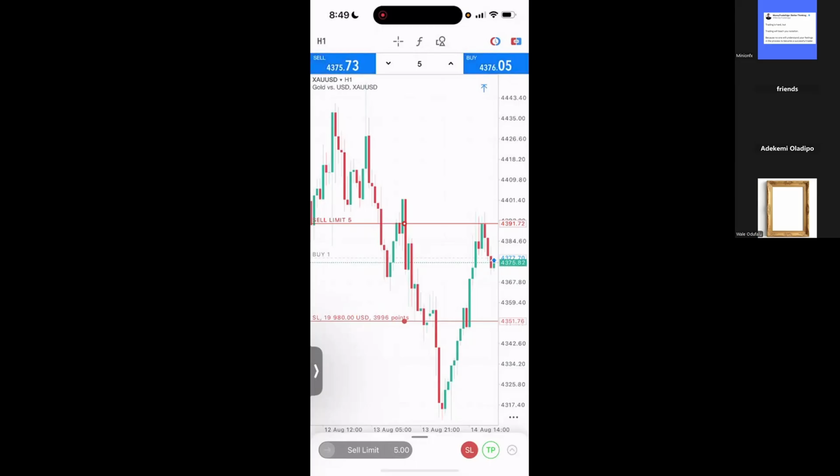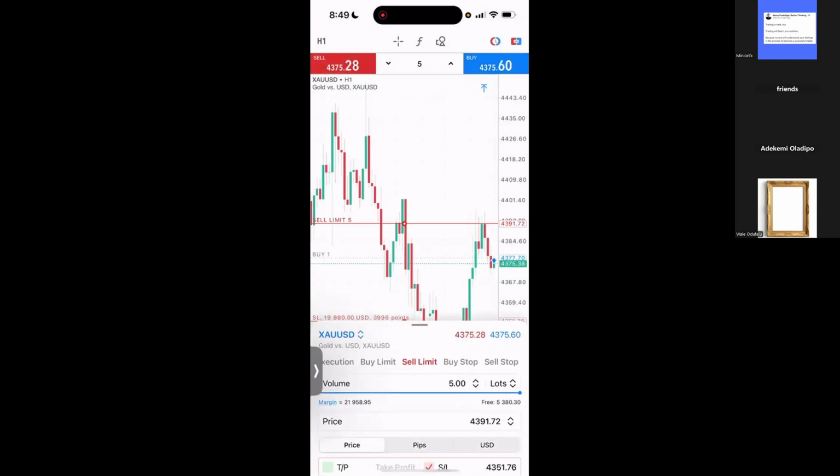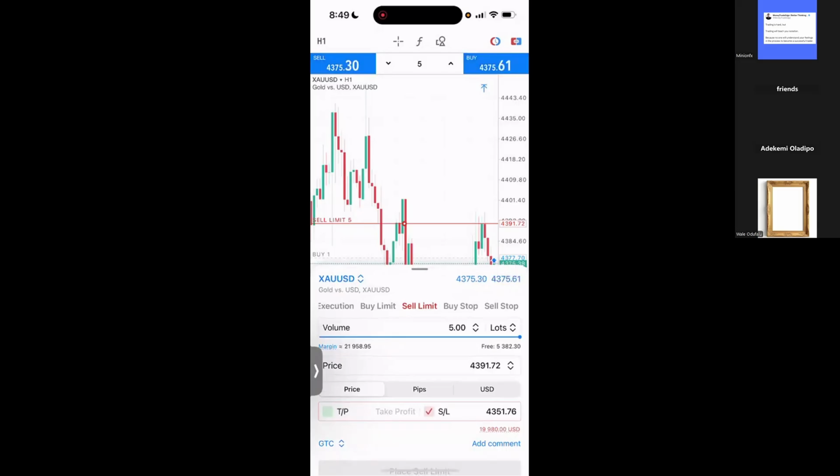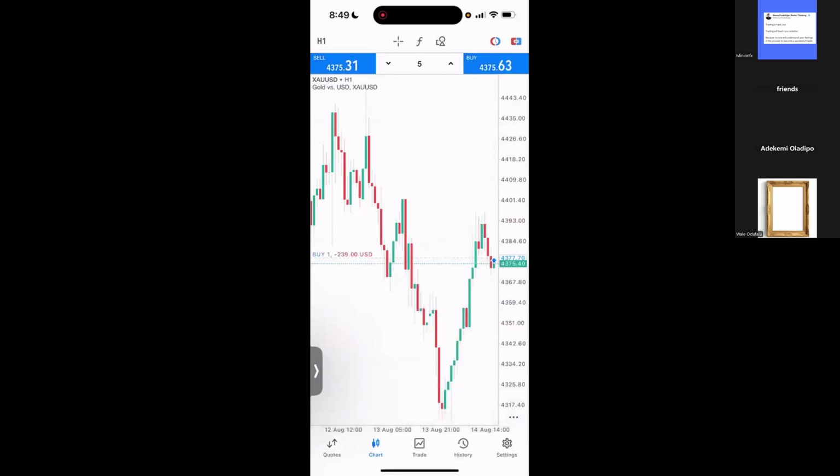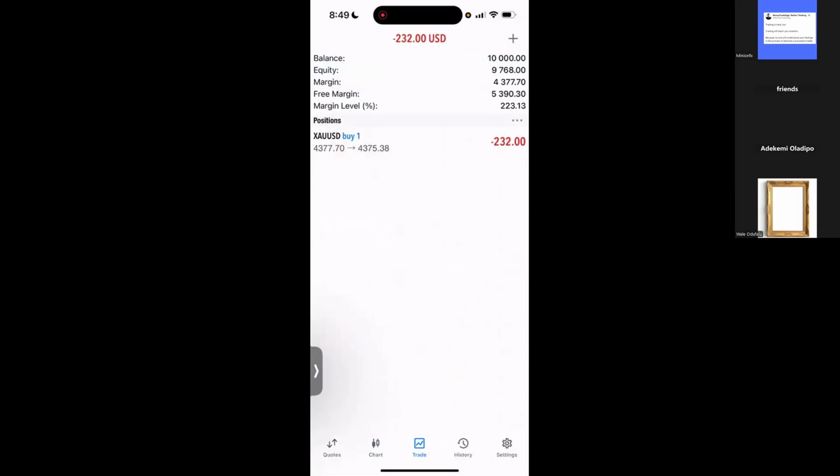Now let's do that. So now you've understood a bit about lot sizes: the mini, the micro, and the standard. Now that we've taken a buy on gold with one standard lot, let's set a stop loss for the buy. Let's set the stop loss at 4351. So swipe the tab down, and go to Trade. Trade is where you set your stop loss. Click on Trade. You see now the trade is running more than 20 pips in loss.